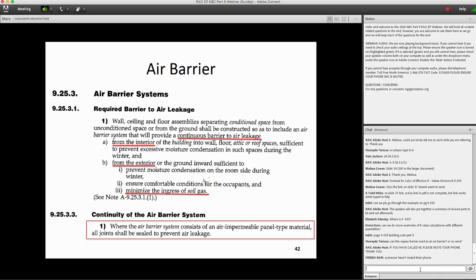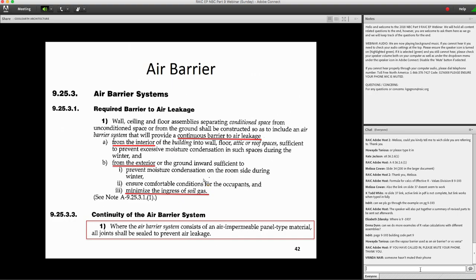Air barrier systems. Required air barrier to air leakage. Wall, ceilings and floor assemblies separating conditioned space from unconditioned space or from the ground shall be constructed so as to include an air barrier system that will provide a continuous barrier to air leakage from the interior of the building into wall, floor, attic, and roof spaces, sufficient to prevent excessive moisture condensation in such spaces during the winter. Because when we have some leaks, we have condensation in the assemblies.